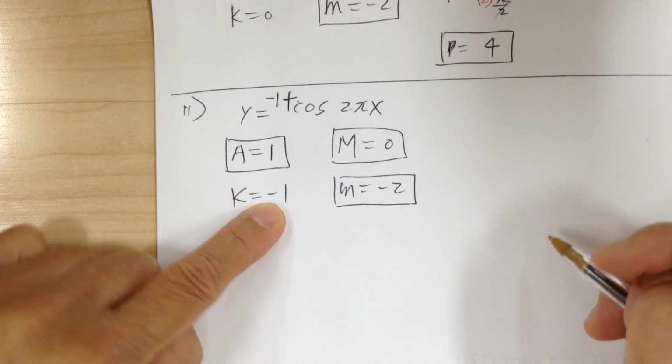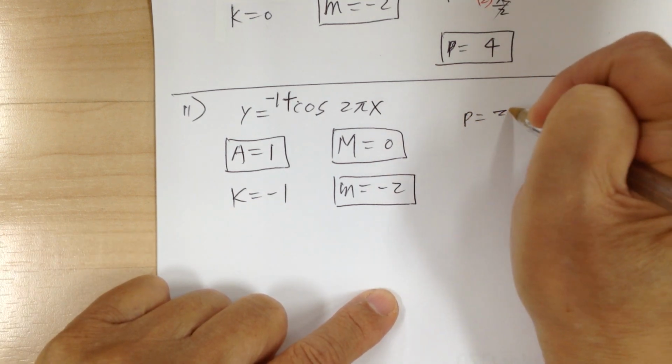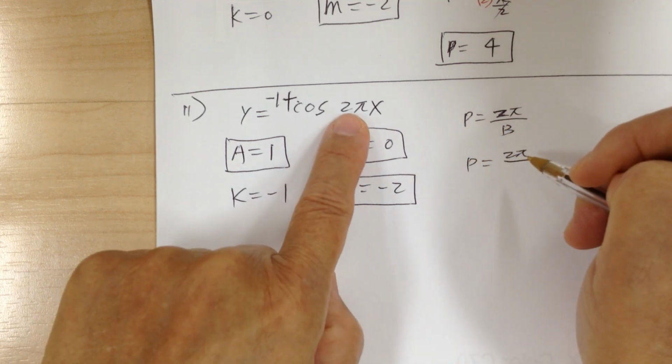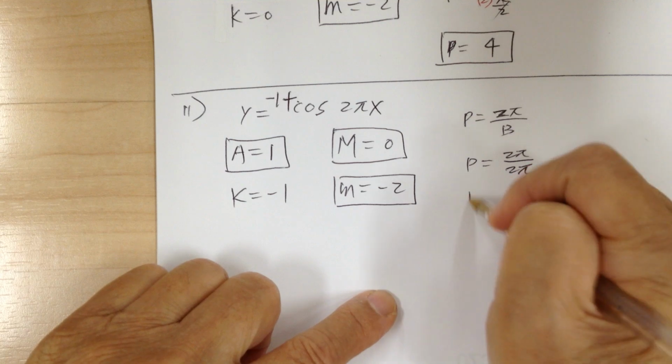Okay? And period equal to 2 pi over b. So period equal to 2 pi over, now that's your b over here, so that's 2 pi. So period equal to 1.